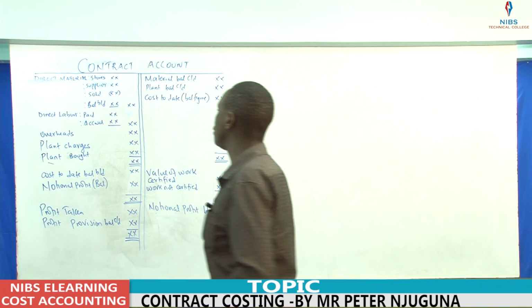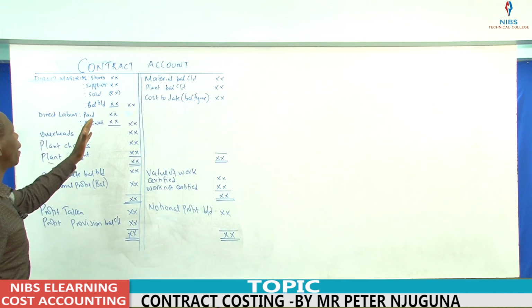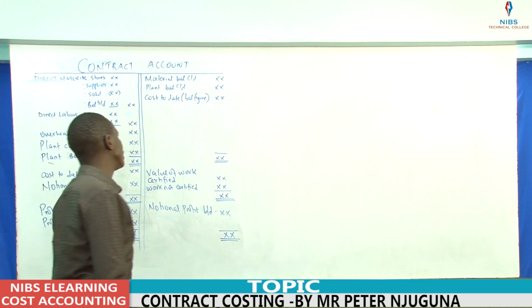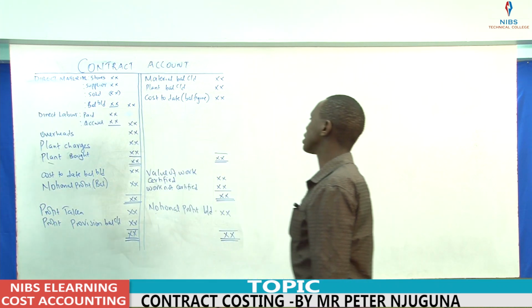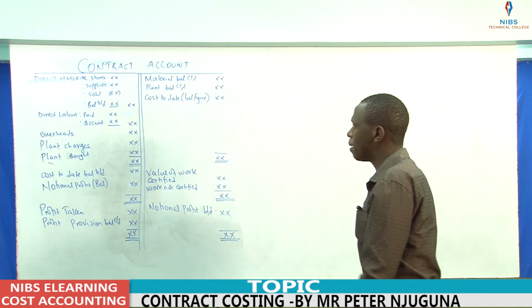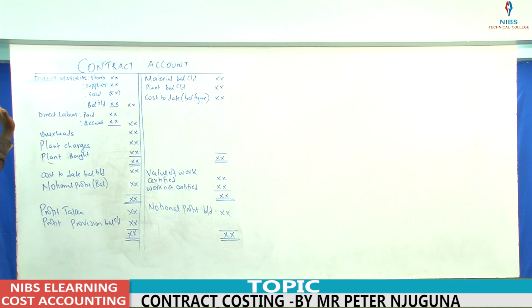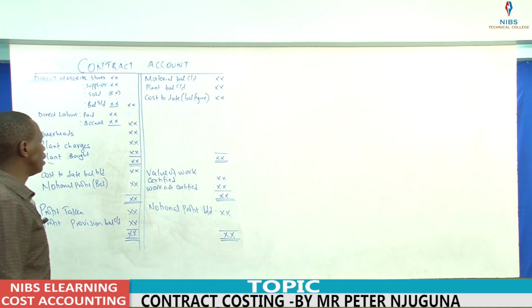This is what we call a contract account. I've just summarized it in a very simple perspective. I had already given you this, but now this one is a bit simpler because I've already summarized some of the things. Now we have two sides. It's one big account. We have the debit side and then the credit side. On this side is where mainly we have the cost.